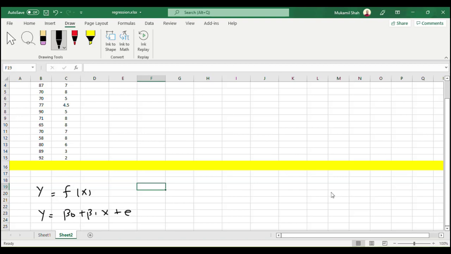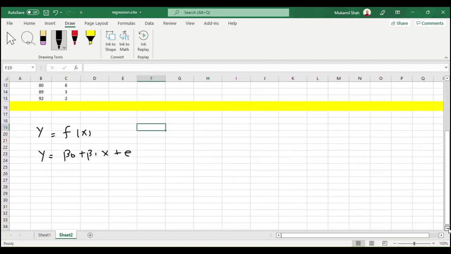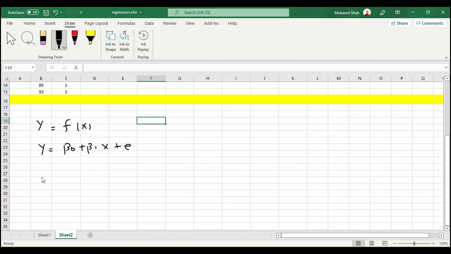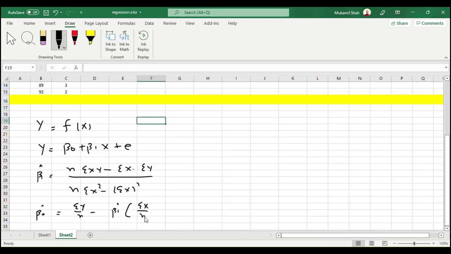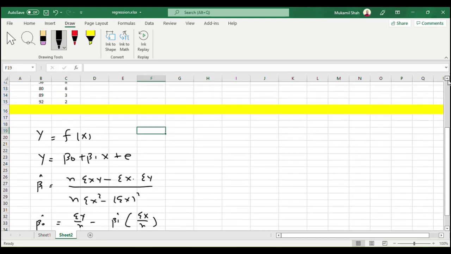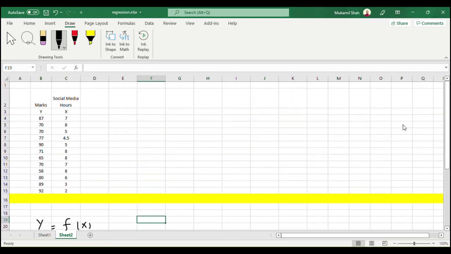How can we quantify this? First of all, we need to calculate beta 1 hat, which is equal to n summation xy minus summation x into summation y, divided by n summation x square minus summation x whole square. And then we calculate beta naught hat, which is equal to summation y divided by n minus beta 1 hat times summation x divided by n. So this is the formula. We need some computations for these formulas: n, summation x, summation y, x square, etc.